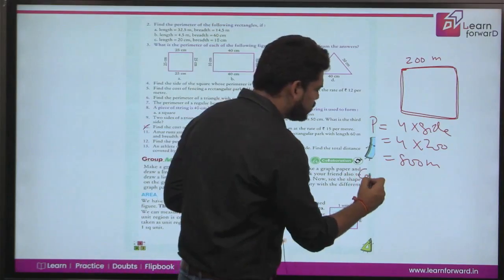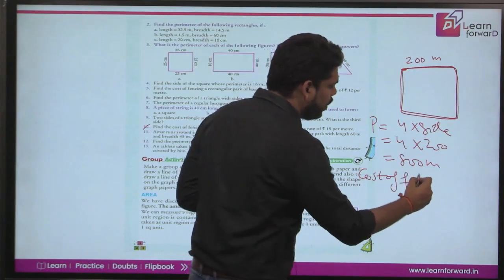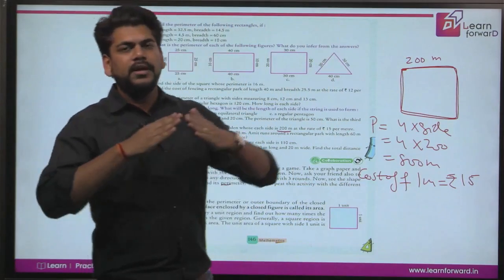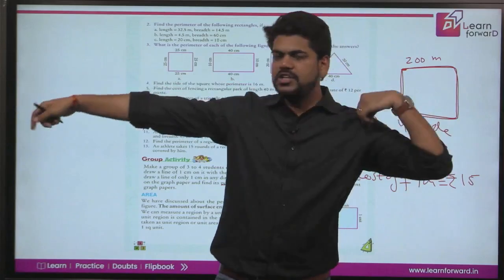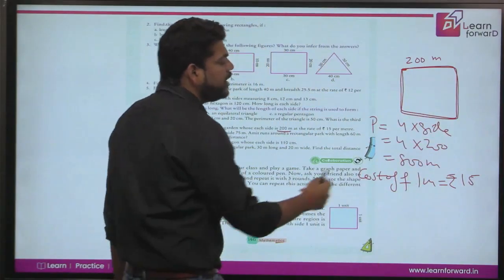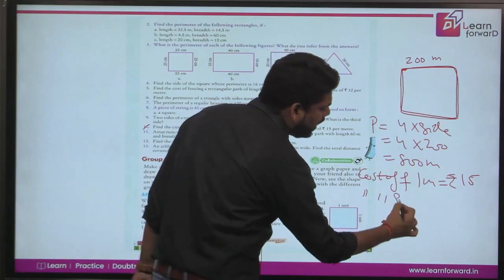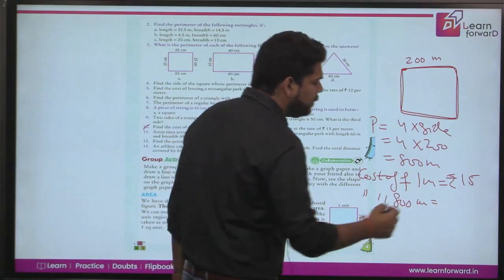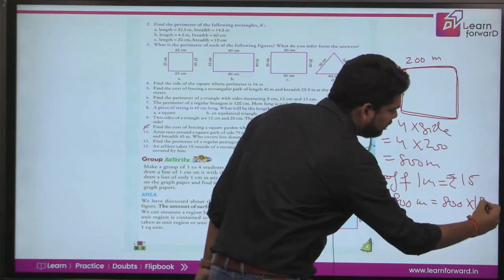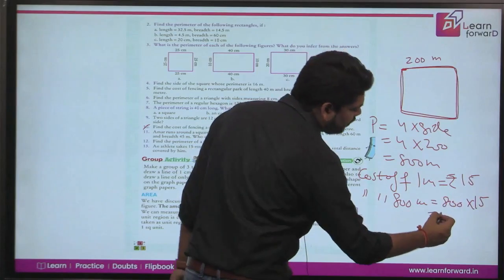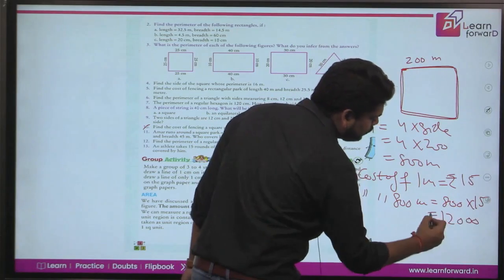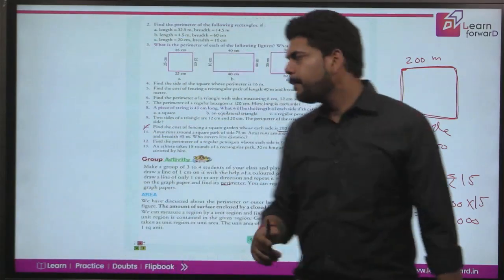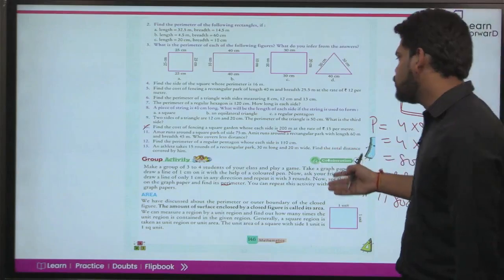Now the cost of fencing 1 meter is rupees 15. 1 meter wire is of 15. So the cost of 800 meter wire: one we already know, we want to find out the more, so we will multiply. 800 multiply 15, you will find the answer 12000. So how many rupees you will spend? 12,000 rupees. Fine. So this way you will be able to do all the questions of this particular exercise.